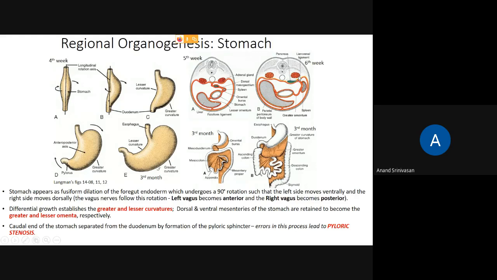You can see the developing kidneys here. The kidneys, the pancreas. Also note that the pancreas is initially an intraperitoneal structure, but later on the pancreas becomes a retroperitoneal structure. We will see about this later. Initially you can see there are only two parts, but because of the rotation of the stomach, the lesser sac is formed. All right.